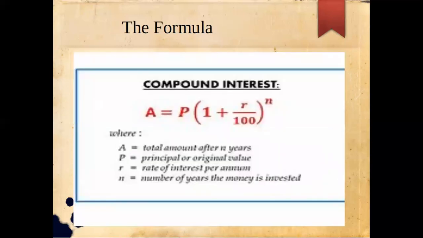So the formula is this: compound interest. So it's A, which is total amount, so the new amount, equals P, which is original amount, and then in brackets we've got 1 plus R over 100, which is rate of interest per annum, which is basically the percentage that they'll give you in the question. Then we've got to the power of n, which is the number of years. So make a note down of that equation if you've not seen it before.